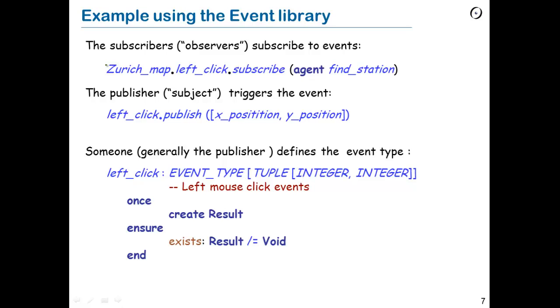In the end, as you can see, it is much, much simpler to use than the observer pattern. There are no new classes to write, and it's completely reusable because it's entirely based on two features, subscribe and publish, from a library class event type, which is written once and for all. Of course, there are a few more features like unsubscribe, but these are the basic two.